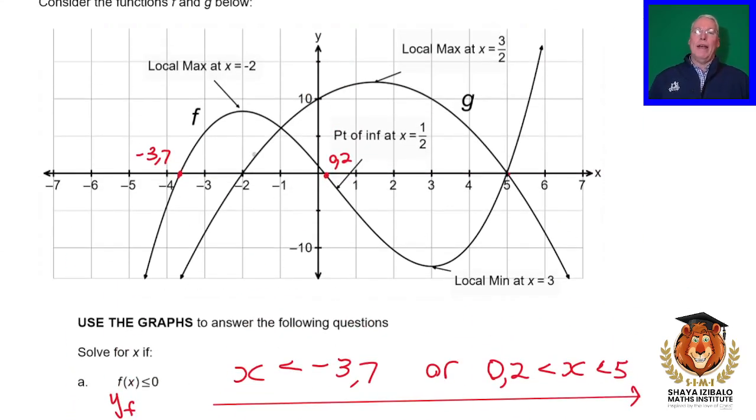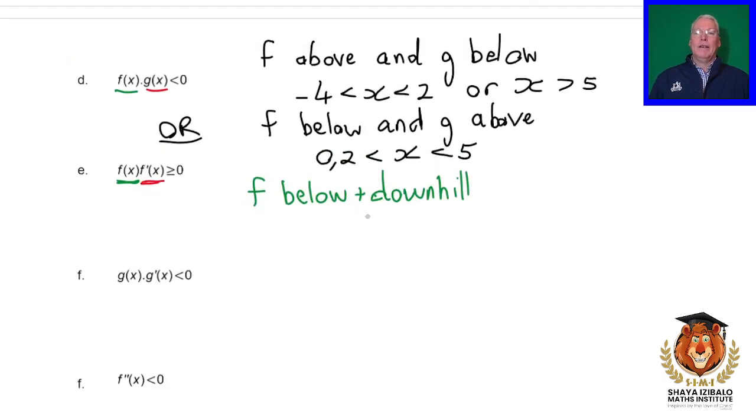So let's look at f. Where is it below the axis and going downhill? Well, from 0,2 to 3. We can include 0,2 and we can include 3, because we're less than or equal to. And so at those values, we'll get a result of 0.